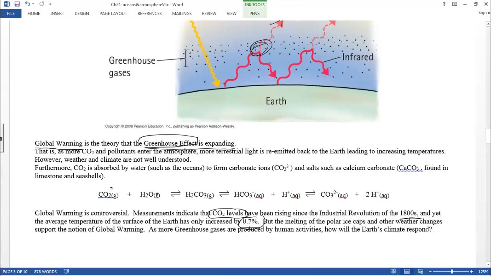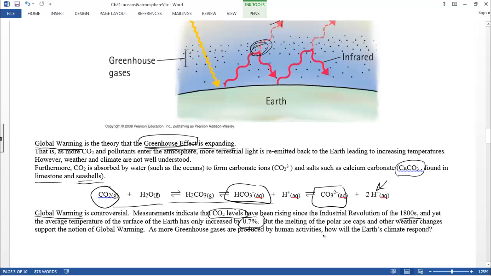Well, one idea is all this extra CO2 is being dissolved in the oceans. And we saw this acid-base reaction. The acid-base reaction is happening in the ocean, creating bicarbonate and carbonate. And it turns out that calcium carbonate makes up seashells. So a lot of this carbon dioxide might be ultimately being bound up in limestone or seashells. But we're also creating a lot more acid, so that's not good.